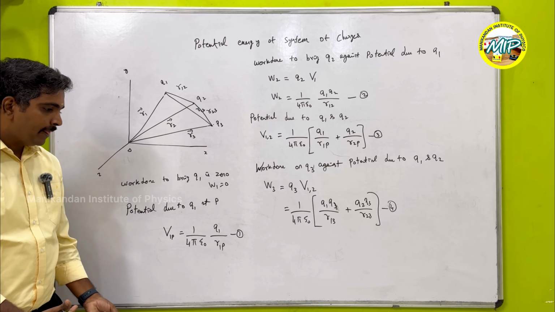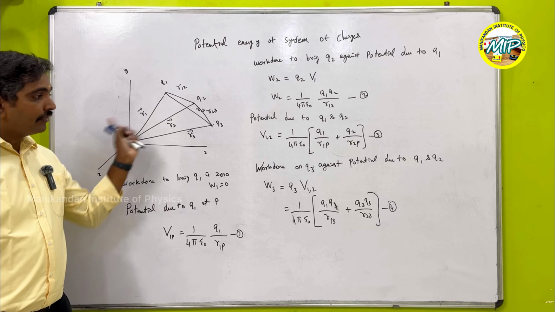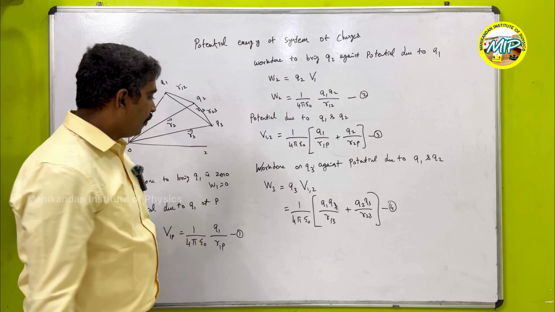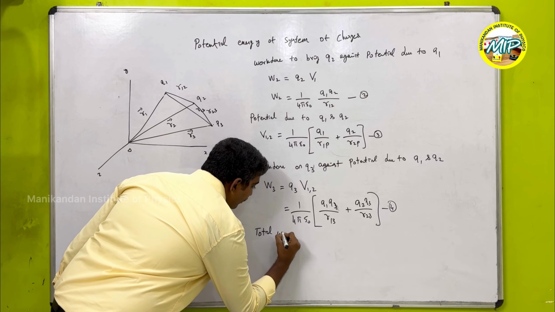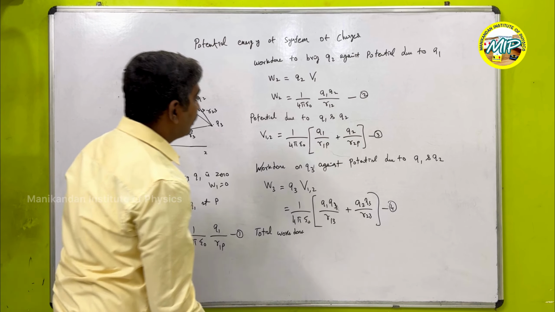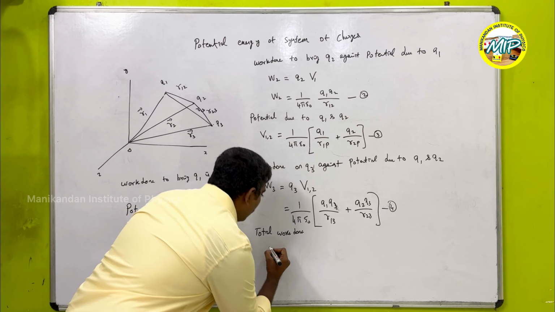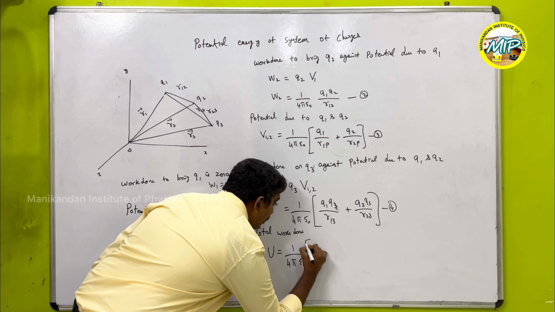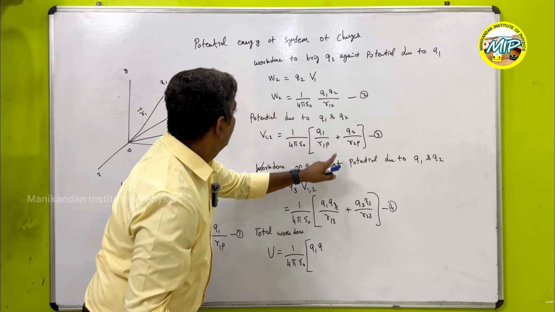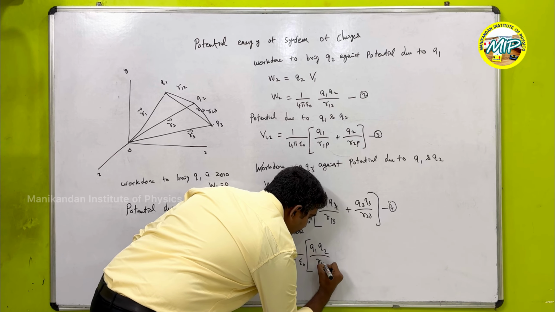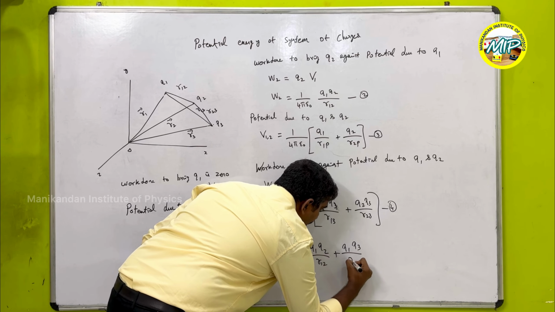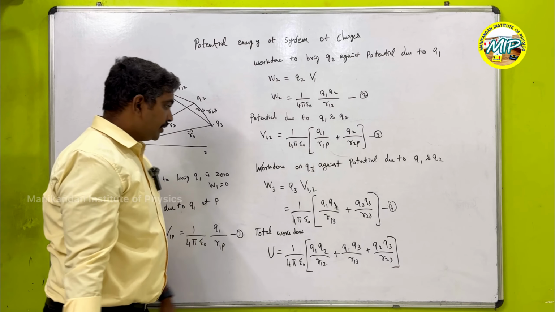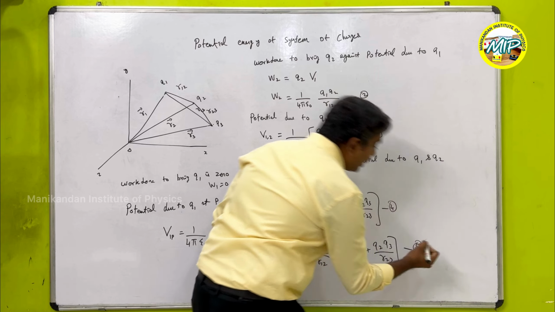The next one is how can we calculate the total potential of this system. So we are going to add my equations. Actually work done by the first charge is 0. So I am going to add my 2 and 4. So the total work done is nothing but my total potential energy of this system, equals to 1 by 4 pi epsilon naught, Q1 Q2 by R12 plus Q1 Q3 by R13 plus Q2 Q3 by R23, right? So this is the total potential energy of this system of charges.